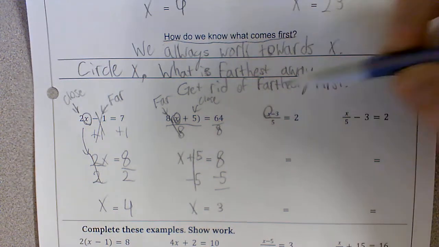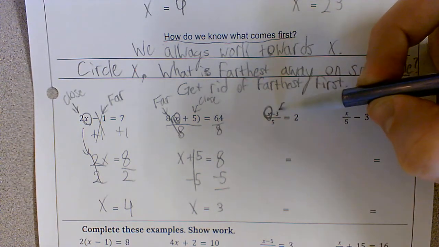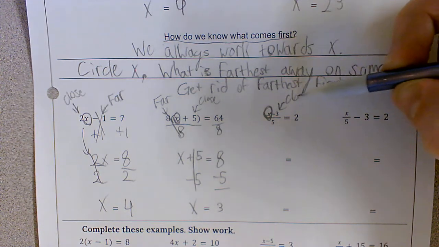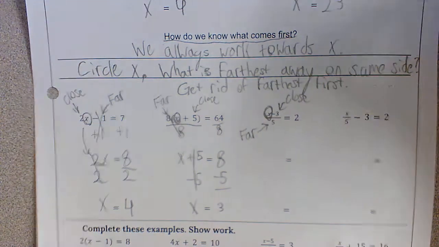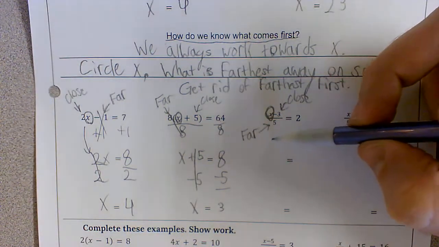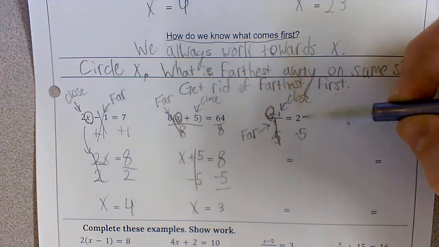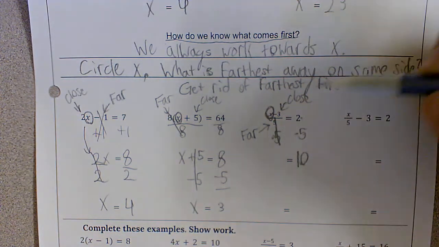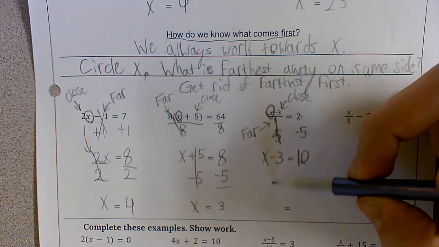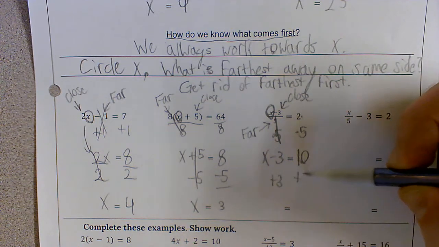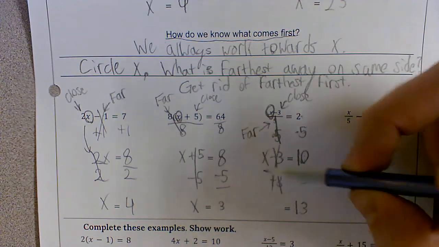I'm going to keep going. Because it's on top, my 3 is close, and my 5 is far. So I get rid of the farthest first. This is dividing, so I multiply both sides by 5. Cancel there. 2 times 5 gives me 10. I have x minus 3. I add 3 to both sides. 10 plus 3 gives me 13, and the x comes down.